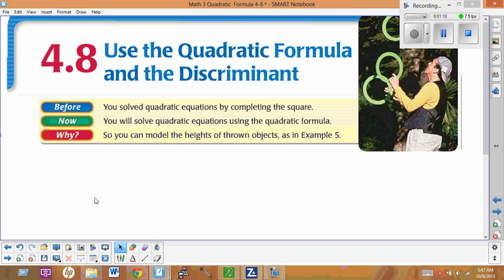Okay, this can be found on 4.8 in your book. That's chapter 4, section 8. So your homework problems will come out of this section, and there are also some examples you can take a look at as well.